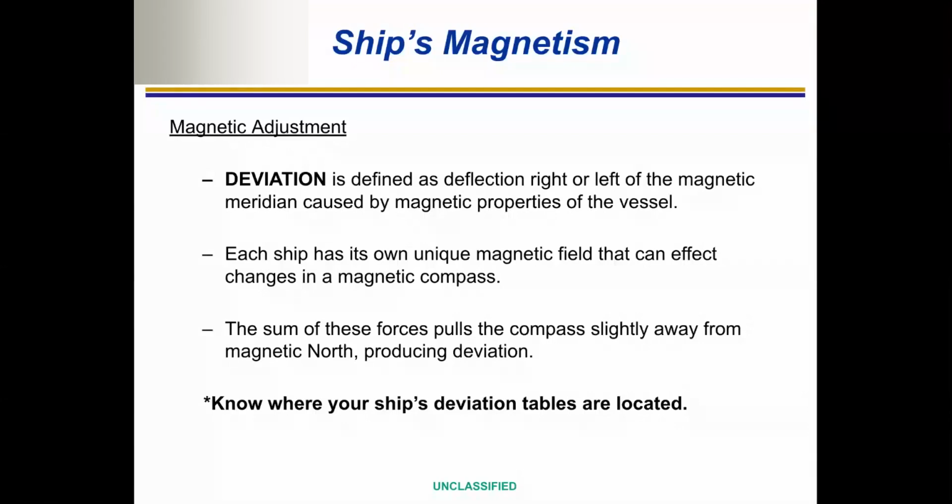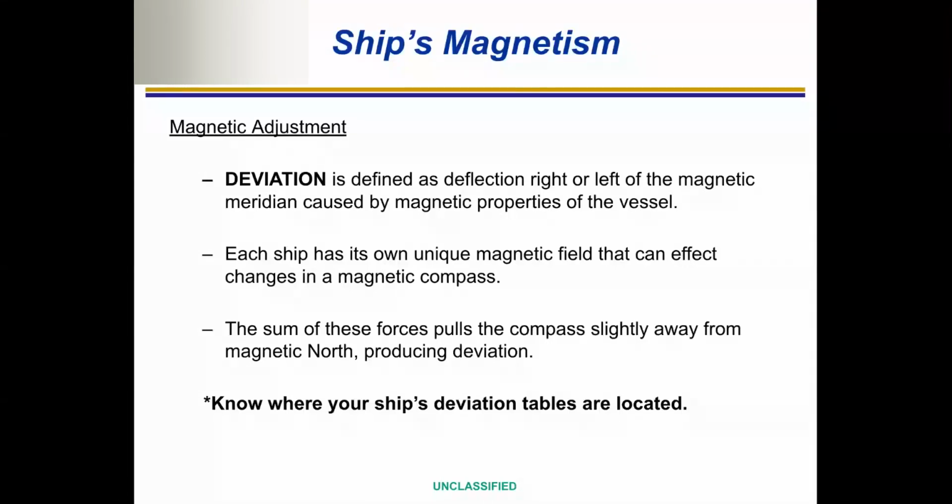Now, thinking back, we learned that the variation is caused by a deflection left or right of our magnetic meridian caused by the magnetic forces of the Earth. Our deviation can either complement that, so bring our compass needle further from the magnetic meridian, or it can counteract the force of the Earth's magnetism and bring our compass closer to the magnetic pole.